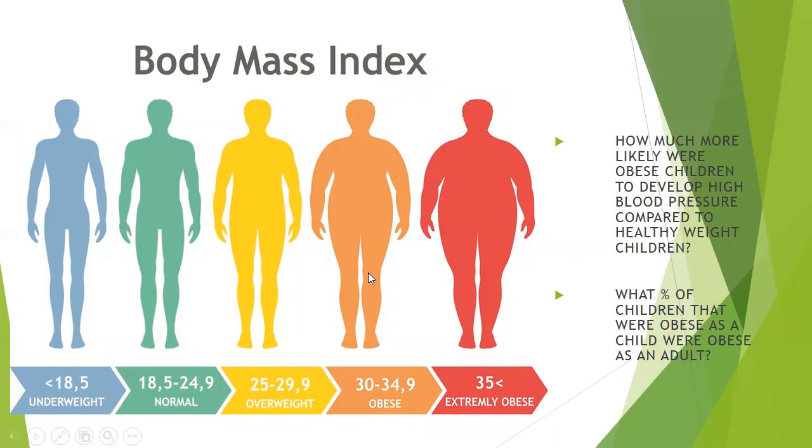How much more likely were obese children to develop high blood pressure compared to healthy weight children? How many times more likely? One time more likely, two times, three times, four times? What's your guess? How many times more likely?